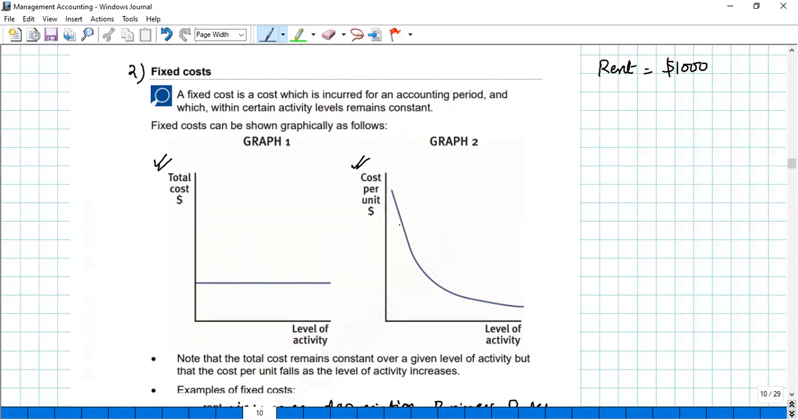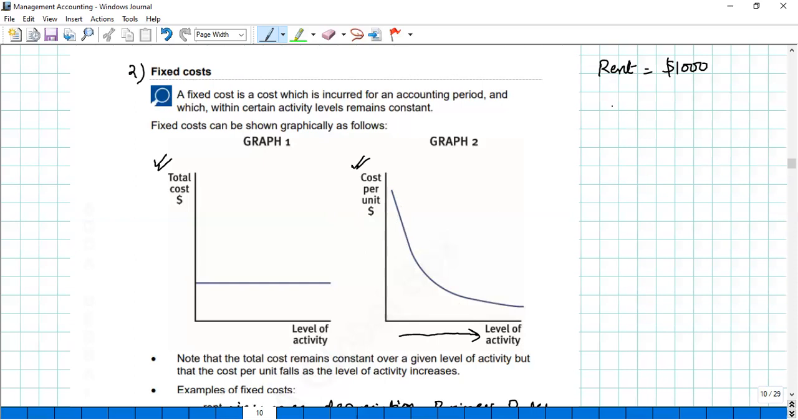Now, what about the fixed cost per unit? Fixed cost per unit, you can clearly see there's a curved shape graph that is moving downward, which is indicating that fixed cost per unit is decreasing as your level of activity increases. As your level of activity is increasing, there is a decrease in cost per unit. And we can also prove that with an example.